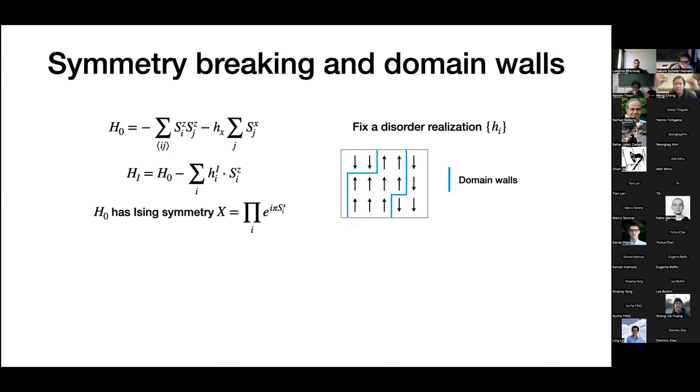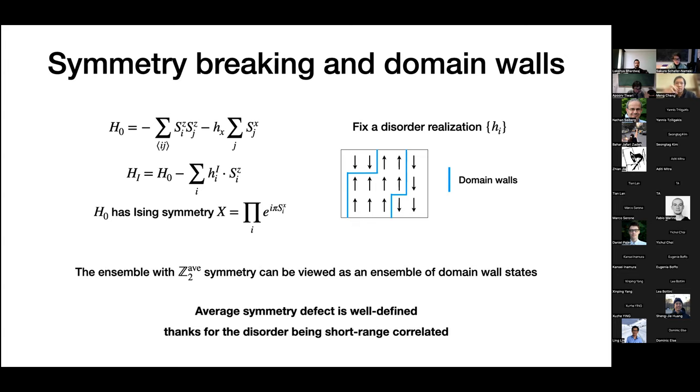Now, if the symmetry is broken, in general, we can think of it in terms of domain walls. So the symmetry is broken by some other parameter, and the other parameter takes different values in different locations of space. So we can really think of this state as just a state of domain walls. And the fact that the ensemble preserves the symmetry makes it appropriate to describe the states in terms of domain walls. Therefore, the ensemble with an average symmetry should be thought of as an ensemble of domain wall states. And what this really means is that we can still introduce defects for average symmetry, even though it's broken by the individual states.